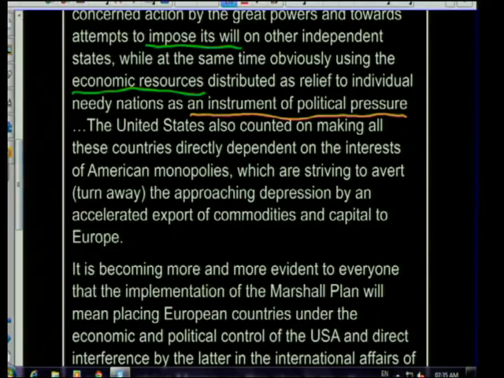That's another thing that is very important, that the United States is not interested in just helping these countries because they were devastated by the war, but they want to make them dependent on the interest of American monopolies, the big companies, which are striving to avert or turn away the approaching depression by an accelerated export of commodities and capital to Europe. So this source, if you read it carefully, is saying that the United States did not have interest in helping these countries, but they were actually interested in the economic advancement of the United States.